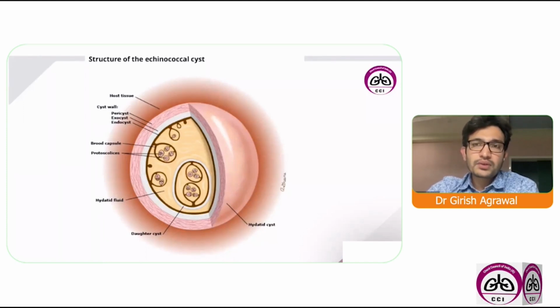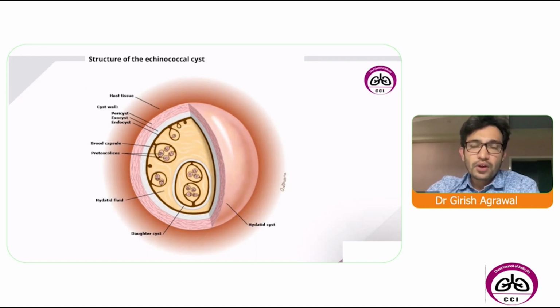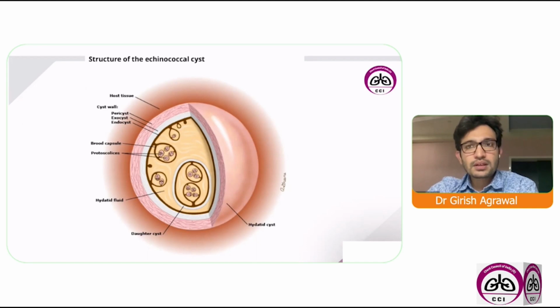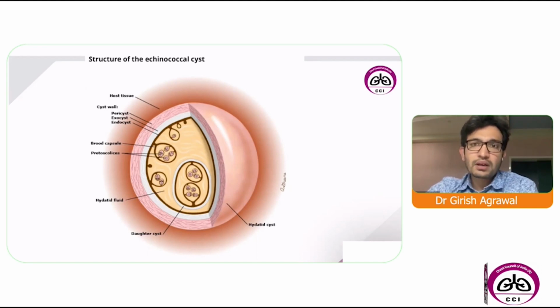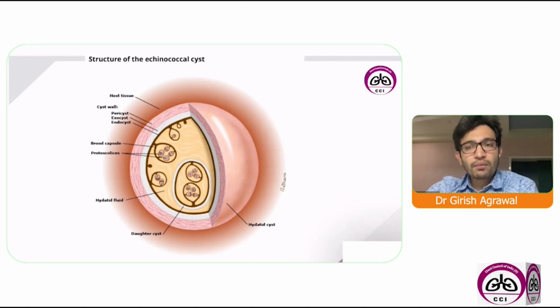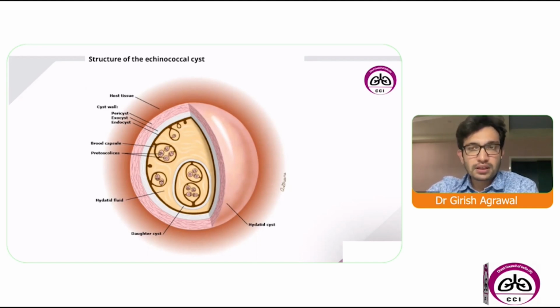The outermost layer, which is formed by the reaction of the human tissue, is called the paracyst. It has a laminated layer called the exocyst, and an inner germinal layer, which is called the endocyst. From the germinal layer, you can have multiple small cysts. If they remain attached to the germinal layer, they are called brood capsules. And if they get detached from the germinal layer, they are called daughter cysts.